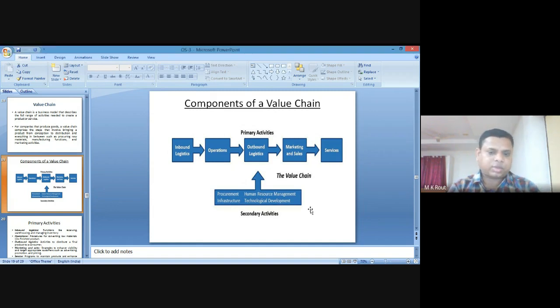In the case of supportive or secondary activities, we have the purchase or procurement department, human resource management, infrastructure, and technical development. These secondary activities can directly influence the primary activities. They are supportive activities. Moving to the next part.